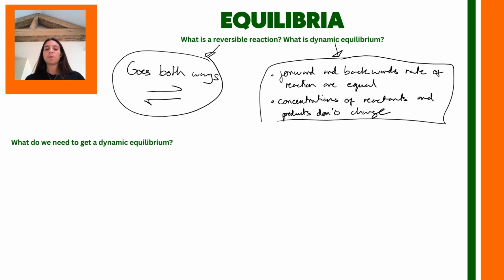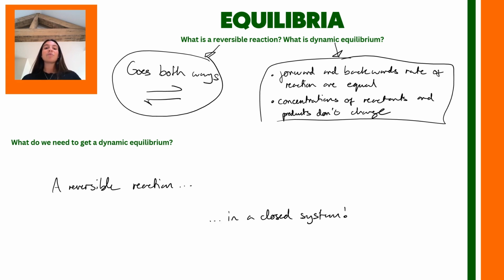Now, just be a little bit careful. That doesn't mean that there's an equal amount of the products and the reactants. It's just that the ratio between them is not changing in a dynamic equilibrium. And what do we need to get dynamic equilibrium? Well, firstly, we need a reversible reaction where we have these products and these reactants, and then we need it in a closed system. So that is a system where nothing can escape.